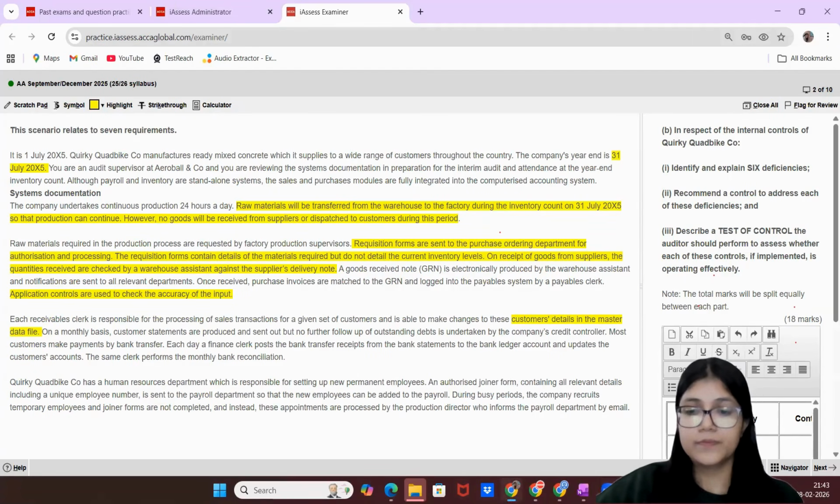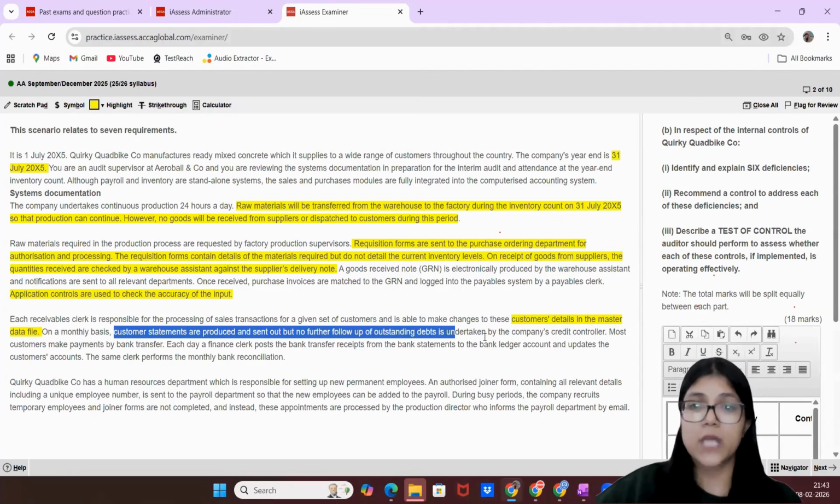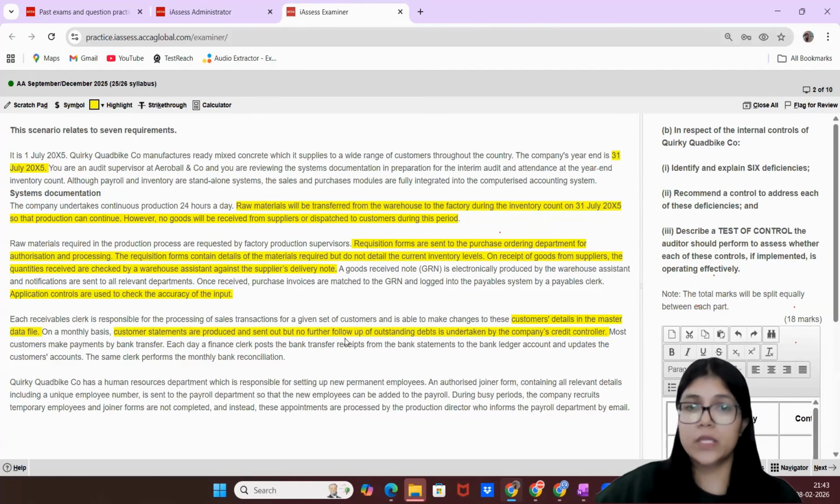Okay, next one. On a monthly basis, customer statements are produced and sent out, but no further follow-up of outstanding debt is undertaken by the company's credit controller. Most customers pay by bank transfer. That is okay. So this is again, I'll not ask you people because it is very evident. So you people explain it to me. How is this an issue? If they're not further following up on the outstanding debts, how is this an issue for the company?